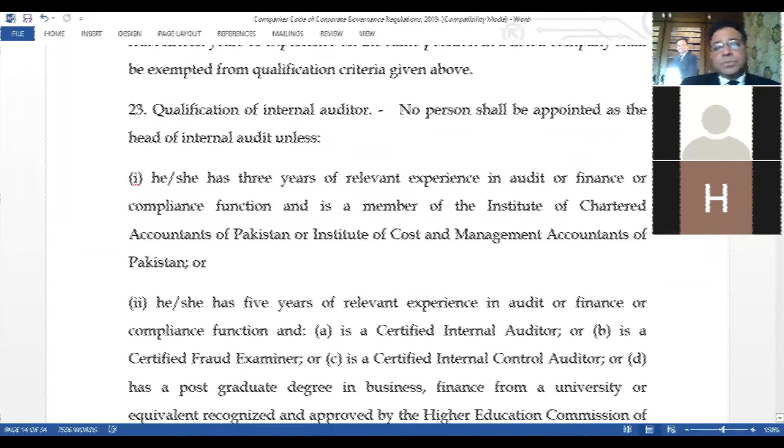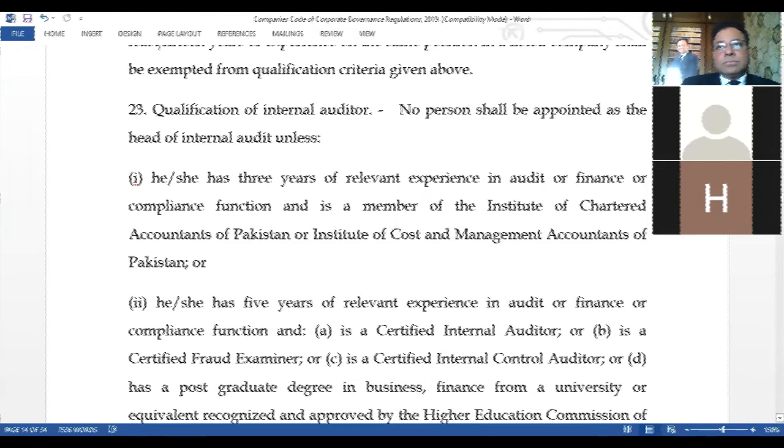Qualification of an internal auditor. No person shall be appointed as the head of the internal audit unless he or she has 3 years of relevant experience in the audit or finance or compliance function, and is a member of the Institute of Chartered Accountants of Pakistan or Institute of Cost and Management Accountants of Pakistan, or he or she has 5 years of relevant experience in audit or finance or compliance function.